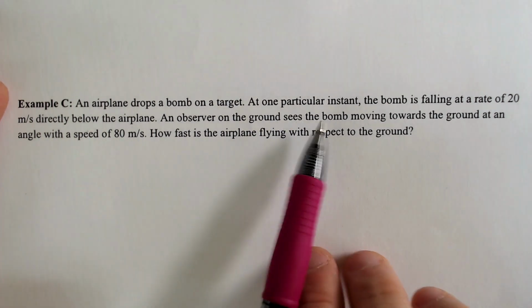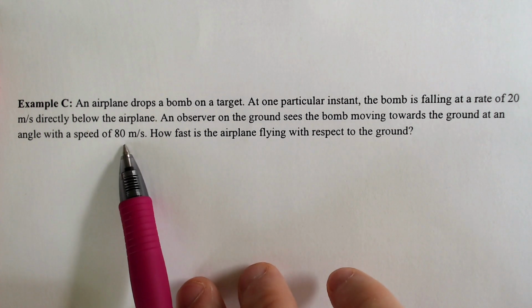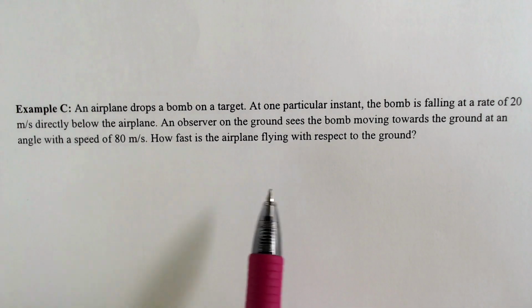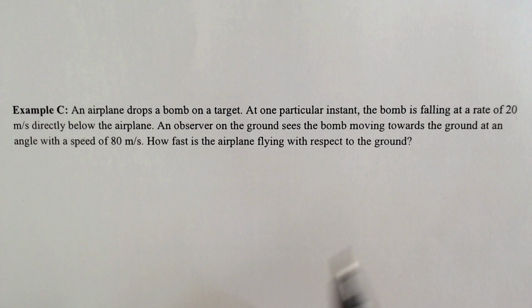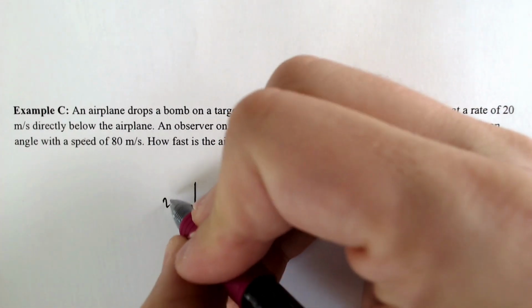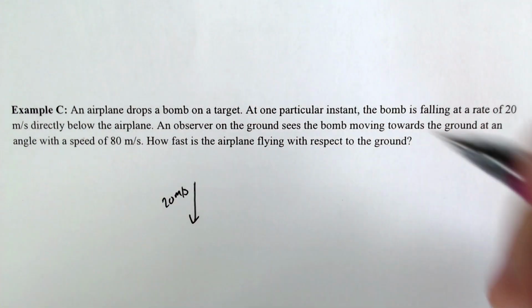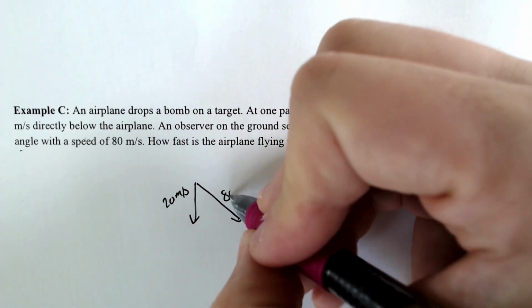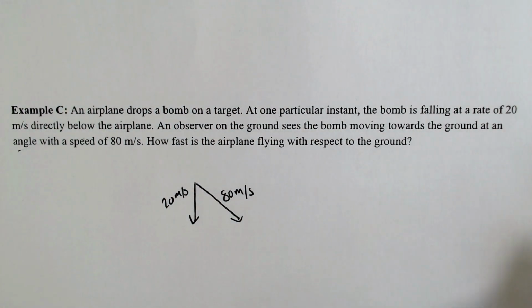An observer on the ground sees the bomb moving towards the ground at an angle with a speed of 80 meters per second. We want to know how fast this airplane is flying with respect to the ground. Okay, so we need to draw a picture here. First off, the bomb is going down 20 meters per second. Then we have a bomb moving towards the ground at an angle with a speed of 80 meters per second. So that would be, so to speak, the hypotenuse, 80 meters per second. And we want to find the speed of the plane.